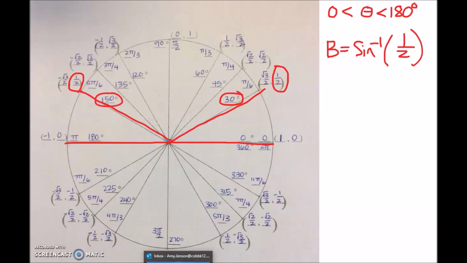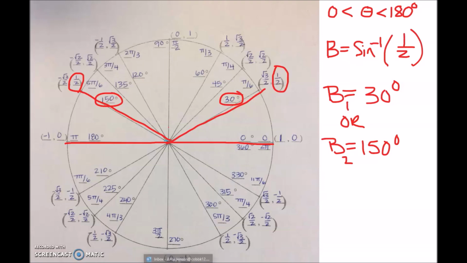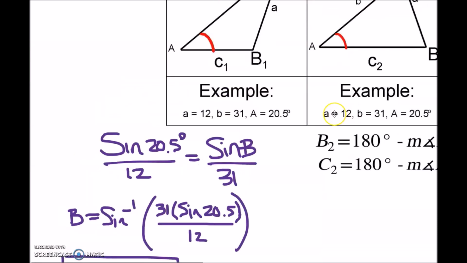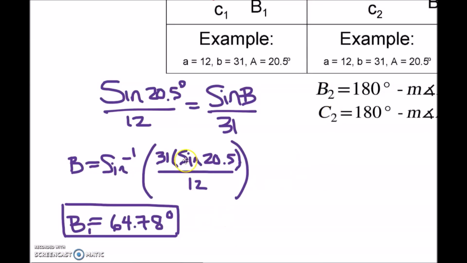So we would get two angles for B. B would be 30 degrees, or B could just as easily be 150 degrees. And we really don't know which is which, and both might work. And that's basically what we're looking for in our triangles here. So back to our triangle examples here. When we work this out, using the information we were given, we solve for B, and we get B is equal to 64.78.